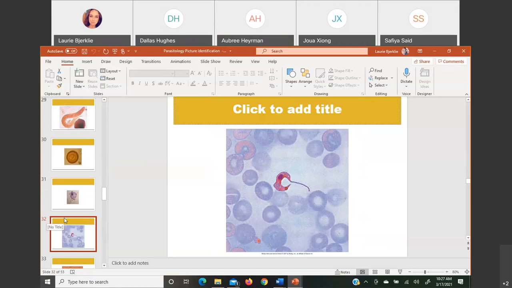So Trypanosoma cruzi is the one that causes Chagas disease, coming from the reduviid or kissing bug. And then the Trypanosoma brucei are the ones that are linked with sleeping sickness, coming from the tsetse fly, and they mainly are in Africa. So you have Trypanosoma brucei rhodesiense and gambiense as causing the sleeping sicknesses from the tsetse fly.